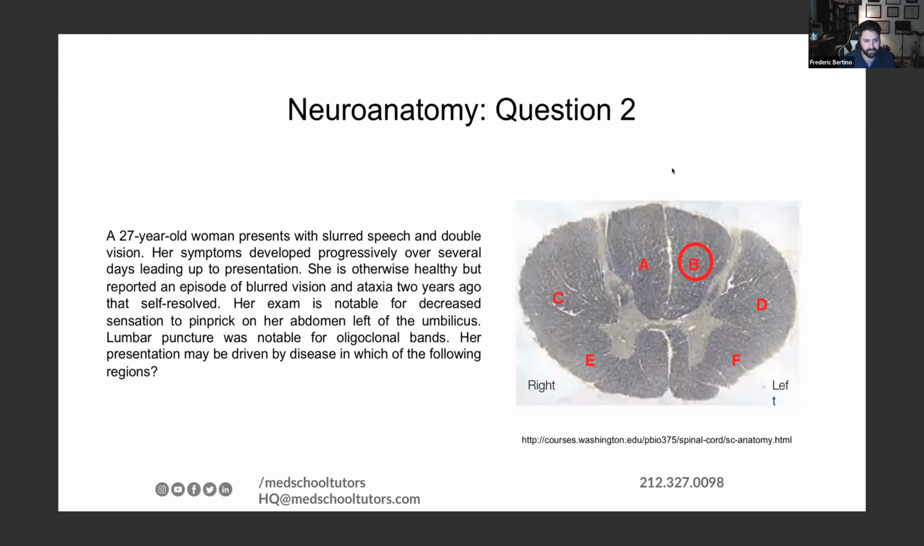So I think a little bit of a confusing vignette there because there were a few things going on. We're going to think exam notable for decreased sensation of pinprick on the abdomen, left of the umbilicus, lumbar puncture notable for oligoclonal bands. If we're having a hard time feeling the pinprick, the pain and sensory fibers there, I'm going to argue that maybe B could be correct here if that's where we're going.